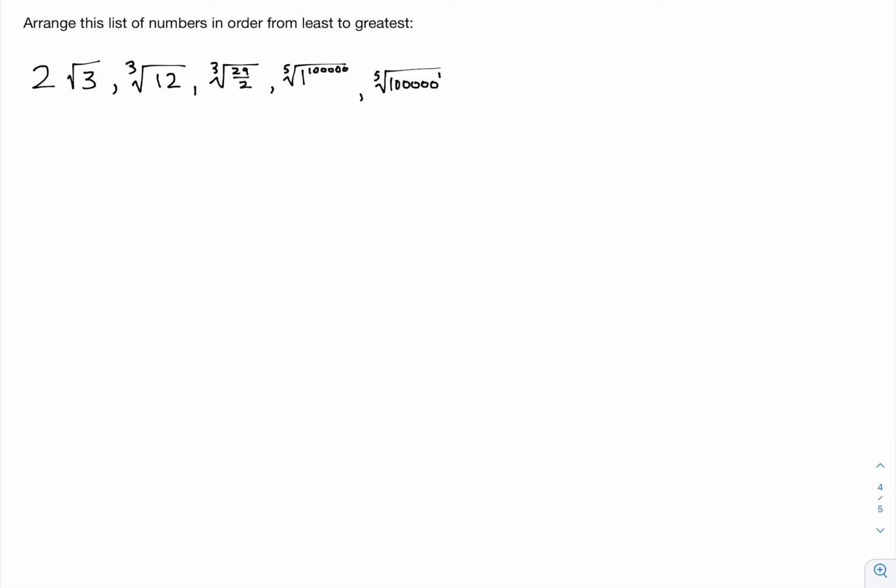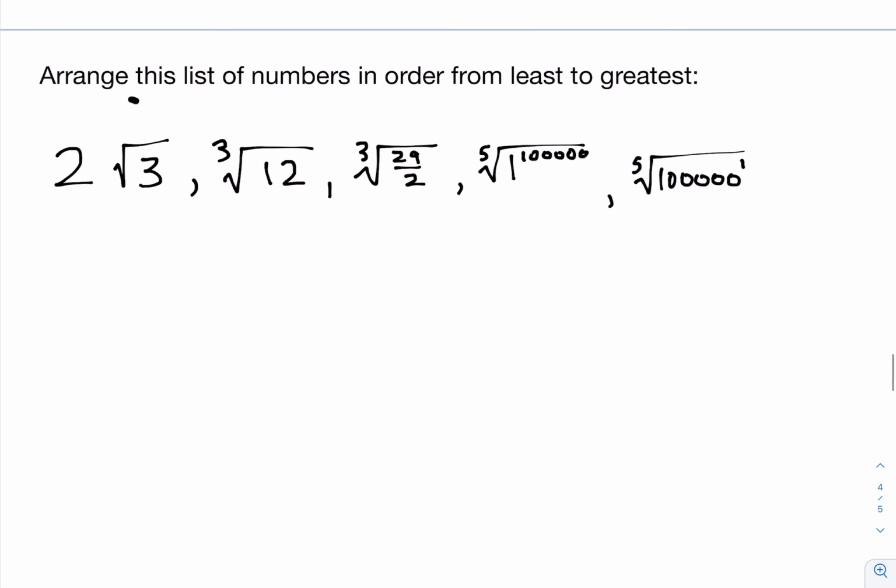Okay, so what I would do is I would first get this mixed radical as an entire radical, because then we can compare the insides. So the 2 times the square root of 3, if we bring this 2 in, we have to square it. So this is the same as the square root of 3 times 2 squared. So 3 times 4, which is the square root of 12. So I'm just going to write the square root of 12 here. So we have the square root of 12, the cube root of 12.